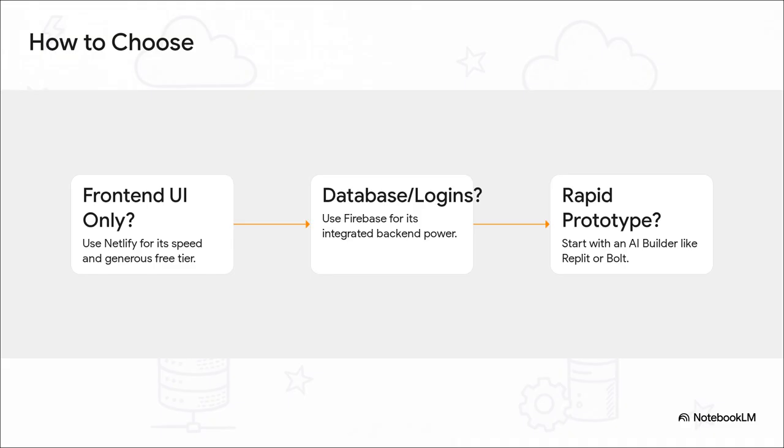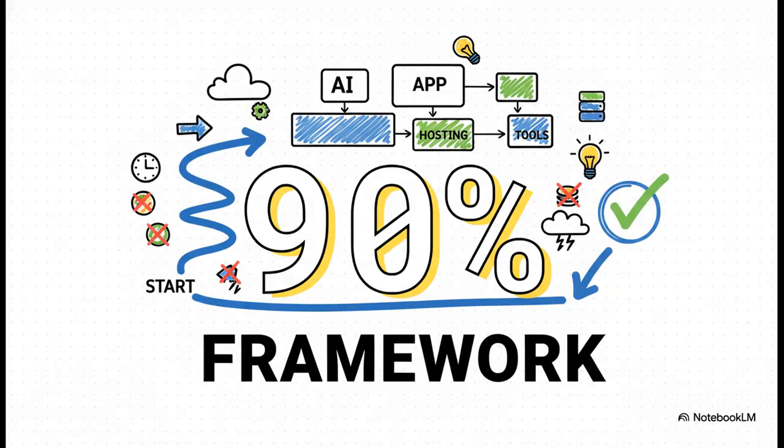And finally, if you're just at the idea stage and you just want to see if something works as fast as humanly possible, then just start inside an all-in-one AI builder like Replit or Bolt. And really, that's it. For something like 90% of the AI app projects people are building out there today, that simple framework is going to point you in exactly the right direction. Following it will save you a ton of time, money, and yeah, a lot of technical headaches.